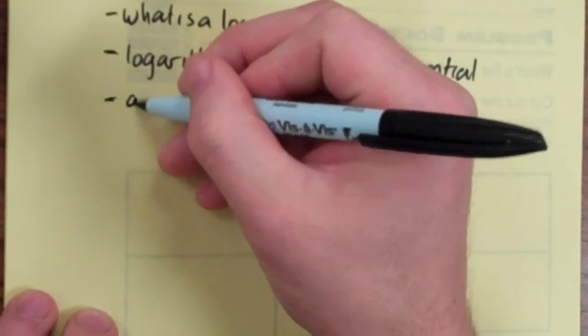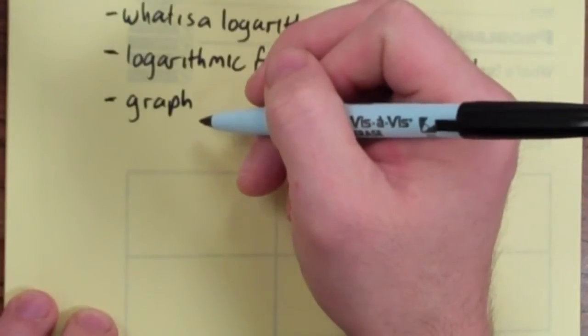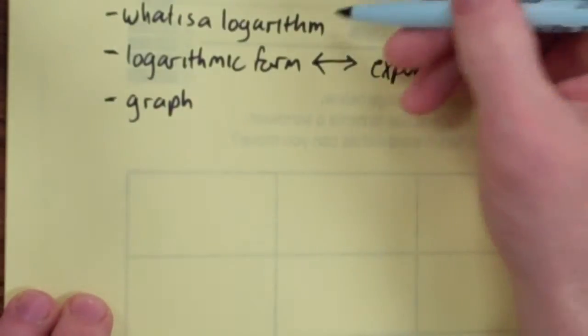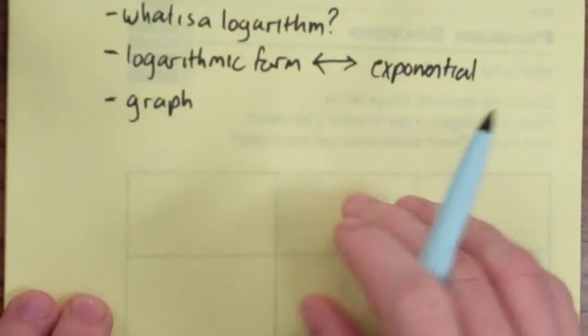And then we'll graph a little bit. Okay? Just a little bit of graphing. Don't be scared. So we're going to find out what is a logarithm. We're going to go between these two forms, and we're going to graph these guys. Okay? So next, first is next.